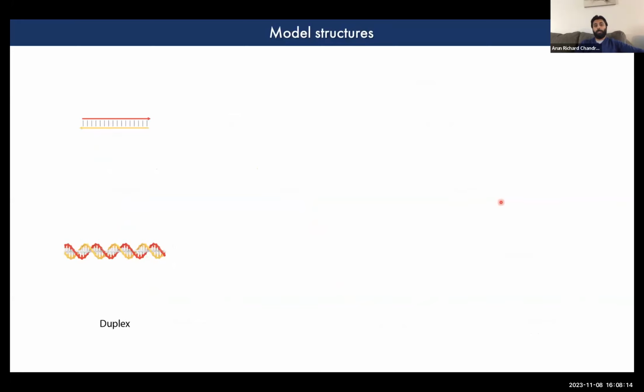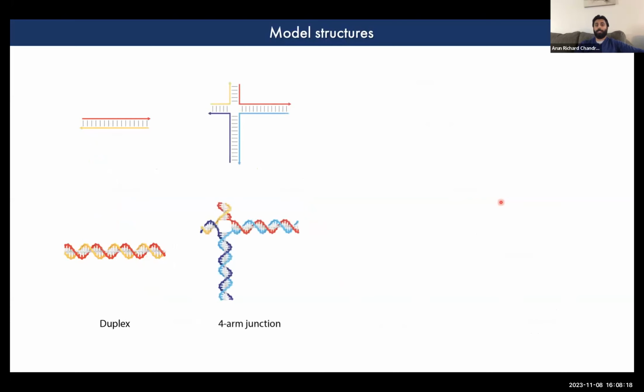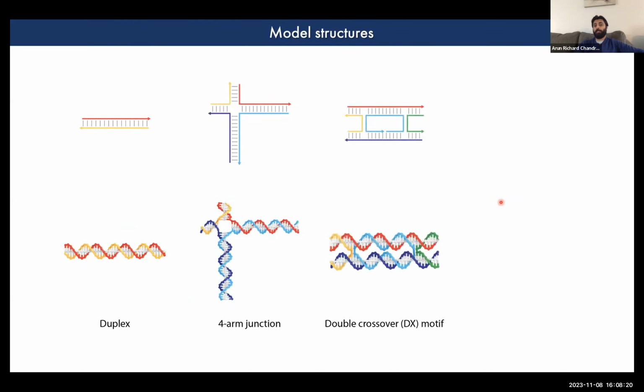To do this, we chose different model structures. Our first model structure was a simple duplex. Our second was a 4-way junction. Our third structure is a double crossover motif. It has 2 adjacent double helical domains connected by 2 crossover points, and hence the name double crossover.